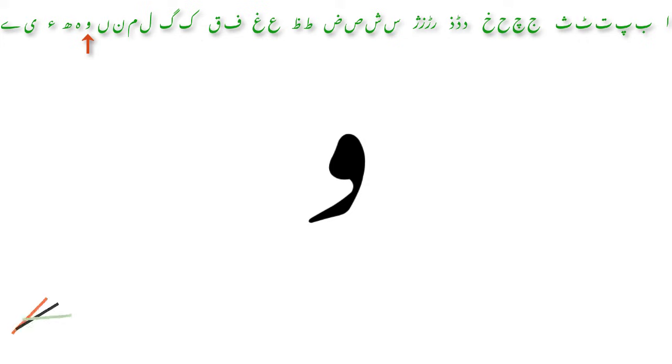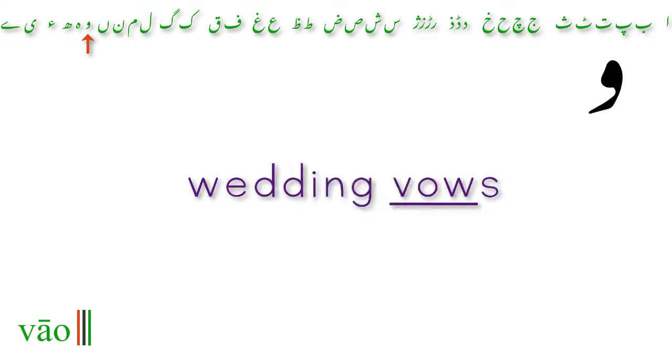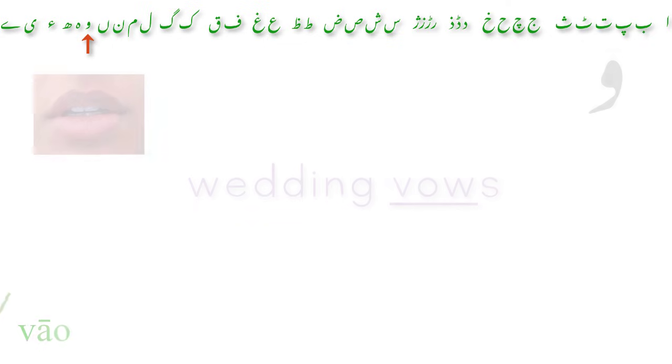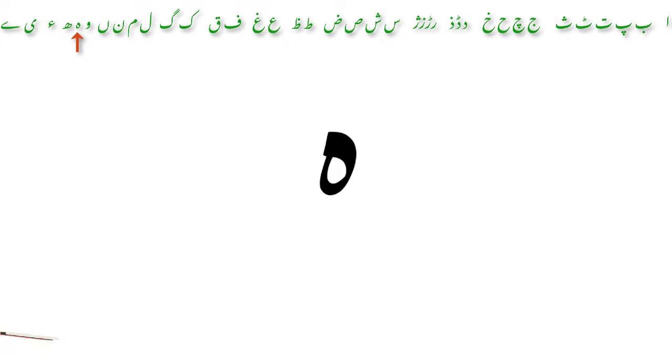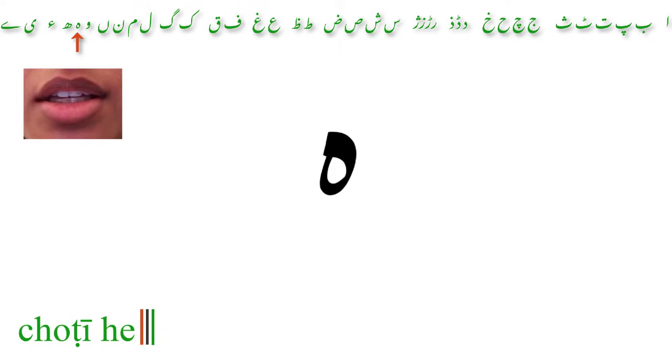So the W's and the V's are something we South Asians, let me just speak for myself, I've had issues with. So I'm going to go ahead and say this is like the wedding vows that we have, right? Vow. I'm pretty sure that's exactly what this letter is. All right. After vow, we've got choti hai. So earlier we had badi hai. Here is our choti hai.